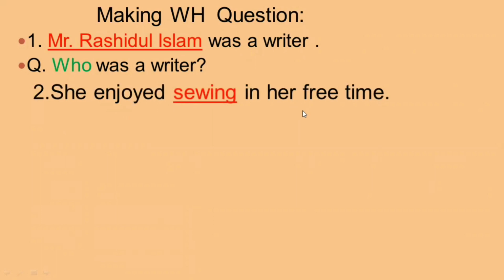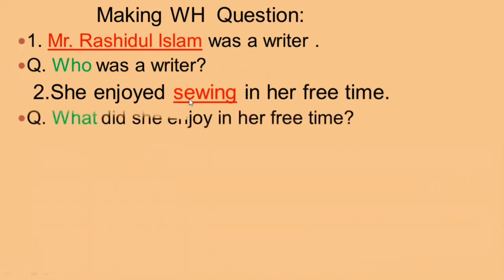She enjoyed swimming in her free time. Look at the underlined word, swimming. It indicates the work. If the underlined word indicates a verb, then the WH word will be what. So write here what, and there is no auxiliary verb here. That's why you have to take do, does, or did as an auxiliary verb. As the verb is in the past tense, you have to take did, then the subject in third person, she, then the present form of the verb, enjoy, then the rest of the words, in her free time, then the question mark. What did she enjoy in her free time?